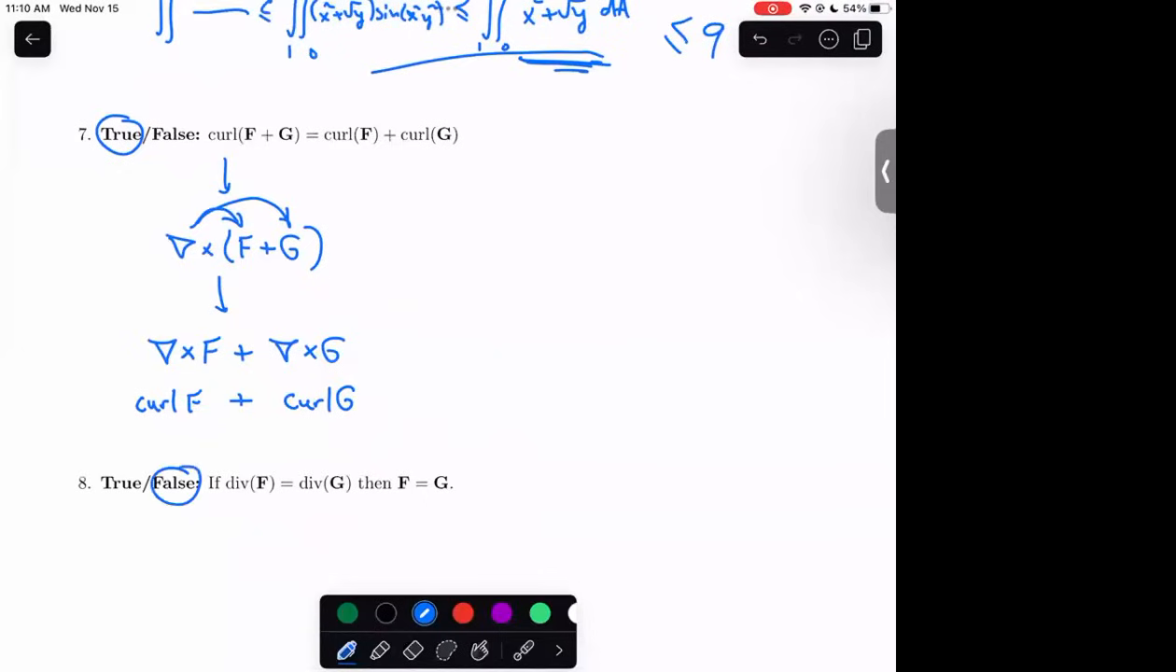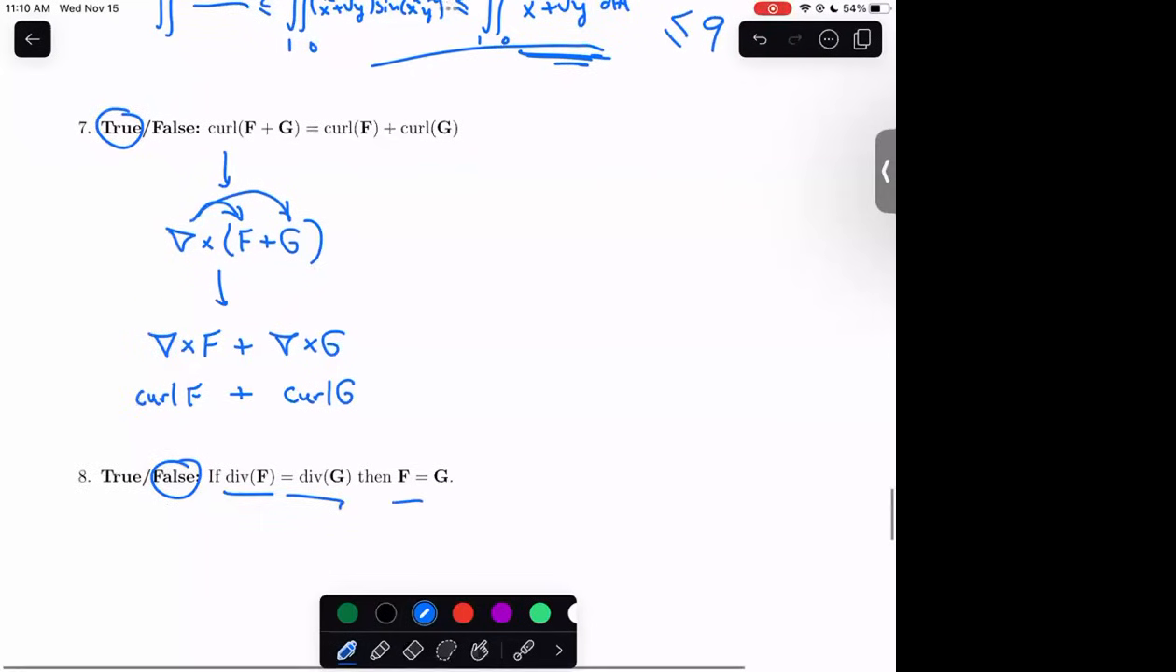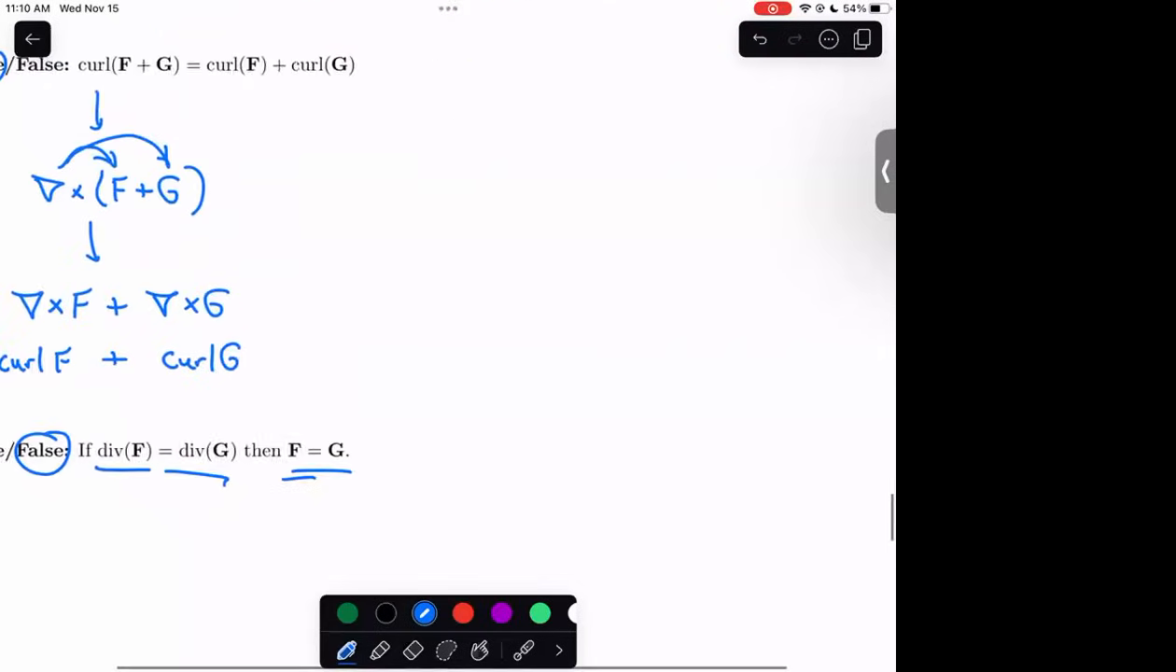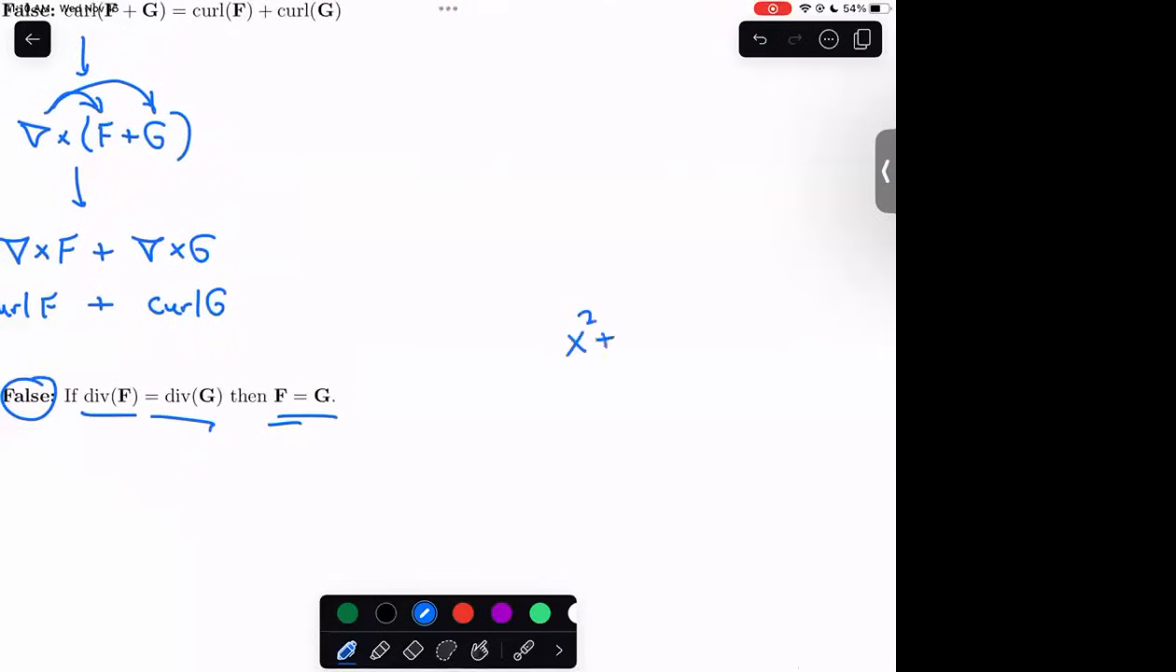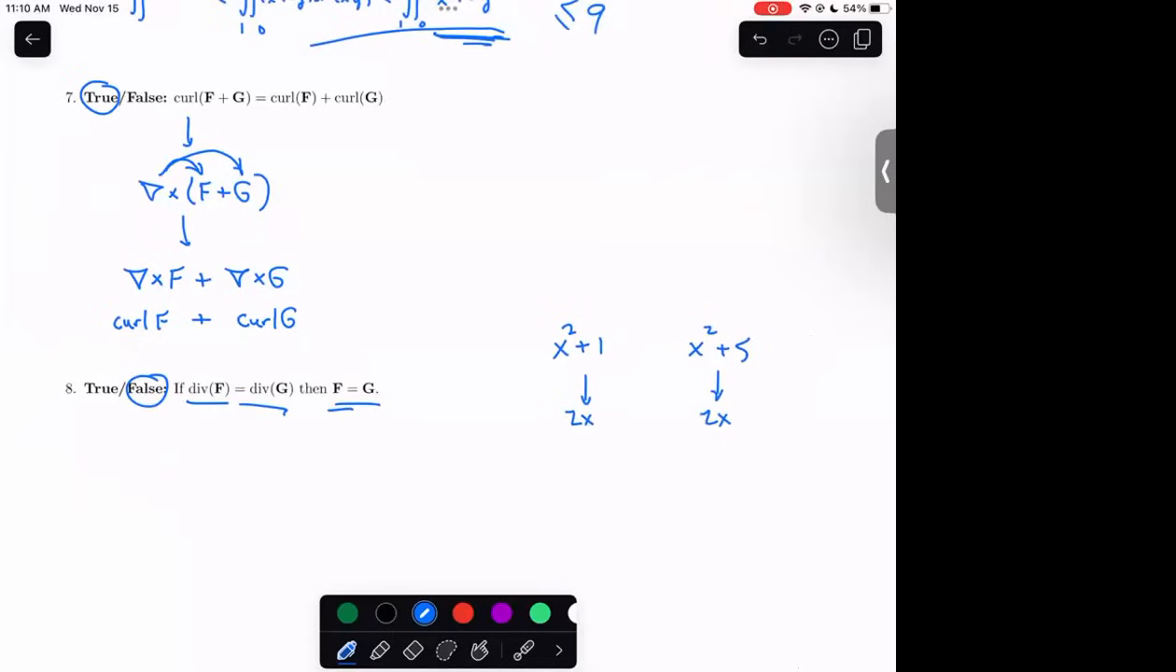All right, this last one I'll spoil for you is going to be false. This talks about if you have two derivatives being equal, does that mean that your original functions had to be equal? So divergence has a lot of derivatives in it. And we know even, if you start off with x squared plus 1 and x squared plus 5, both of these have derivatives that are equal, and yet the original things are certainly not equal. And so that's why this one is going to be false. Just because two derivatives are equal does not mean that the original function has to be equal.